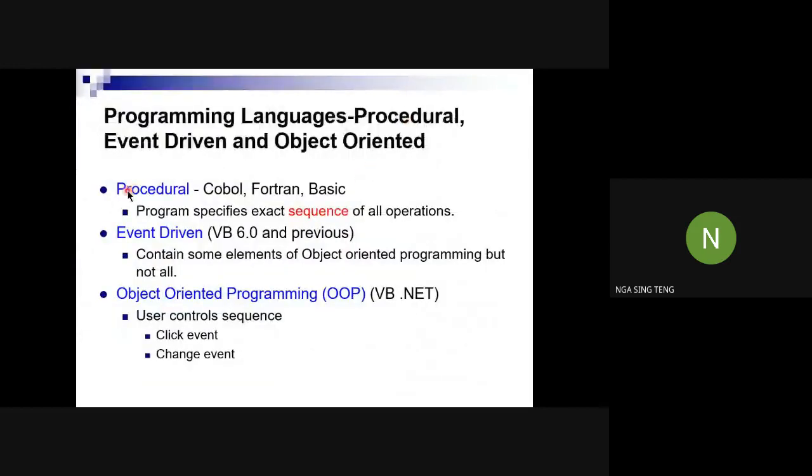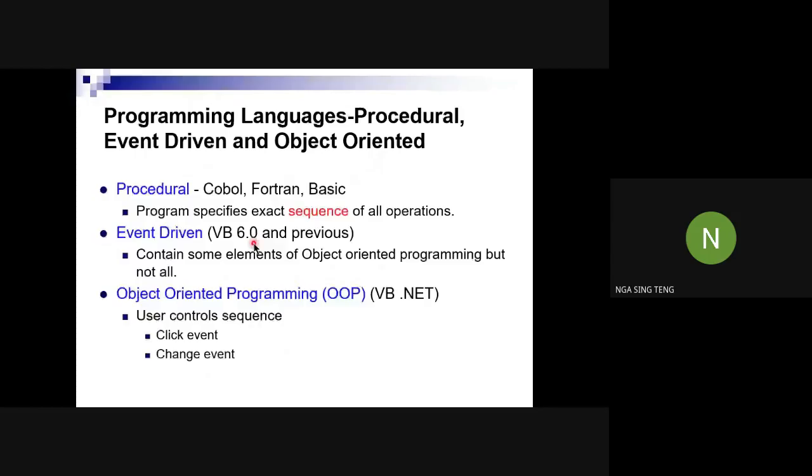Languages are procedural, event-driven, and object-oriented. Actually, you have dealt with all these terms previously in Sem 1. Procedural, basic, specifying the sequence of all operations. Sequence from step 1, step 2, step 3, step driven. VB 6.0 and previous. Okay, before this VB.NET was actually VB 6.0.